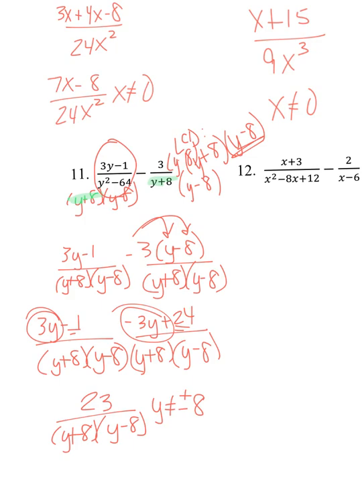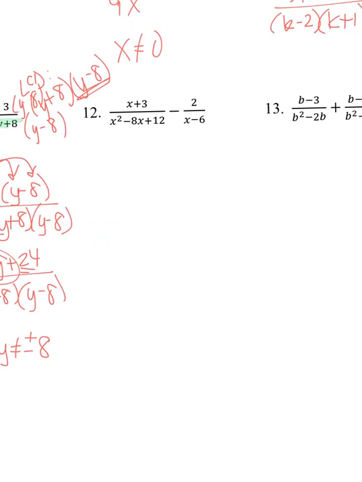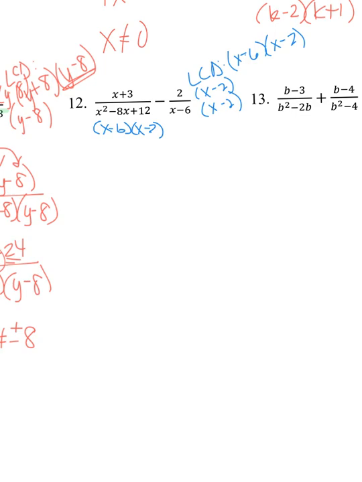So take a look at the next problem. See if you can figure out what your LCD is. The first step is always to factor that denominator. So if you pause the video and try to factor that denominator and multiply by which one they need, you'll see the answer when you unpause the video. So you should have gotten the LCD as x minus 6 times the quantity of x minus 2.